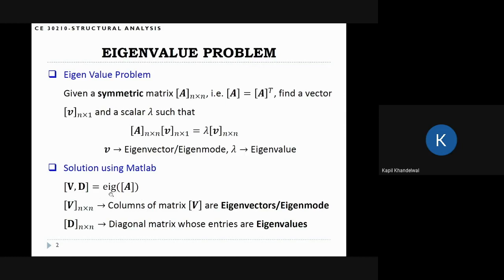So this MATLAB function eig outputs two things. It outputs a matrix V and a matrix D, so two variables. Here V is a matrix of size n by n, and the columns of this matrix are actually the eigenvectors or eigenmodes. We'll look at it in a moment. Similarly, D is a diagonal matrix. Diagonal matrix means the off-diagonal entries are 0, and the diagonal entries are actually the eigenvalues. So we can easily calculate eigenvalues and eigenvectors of a matrix using this command in MATLAB.